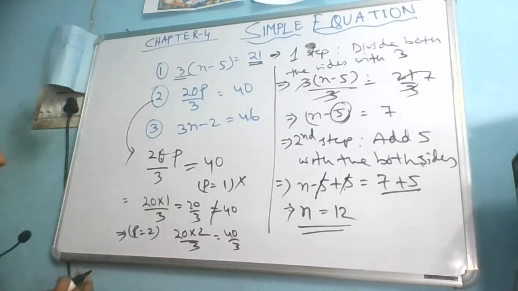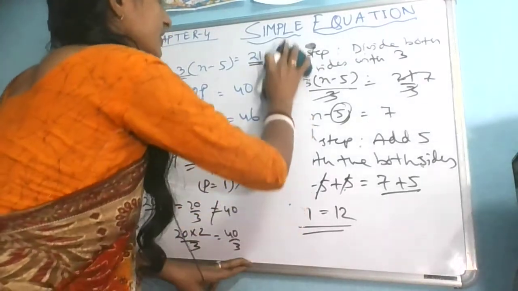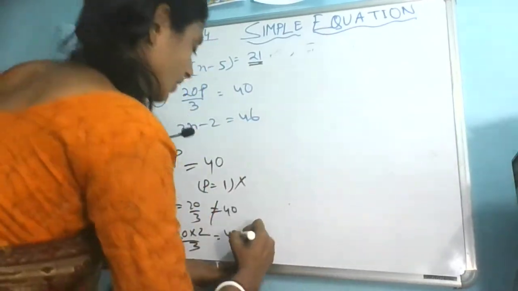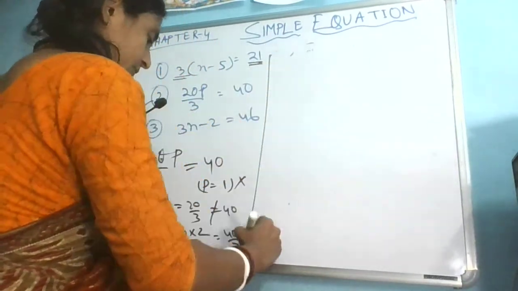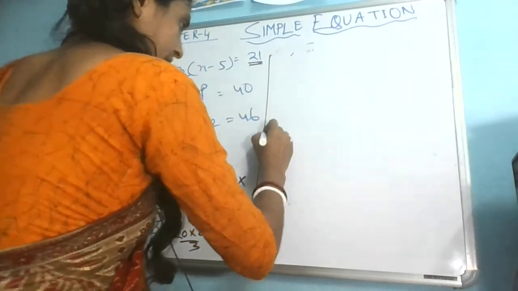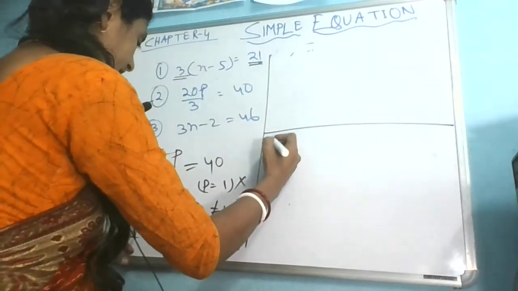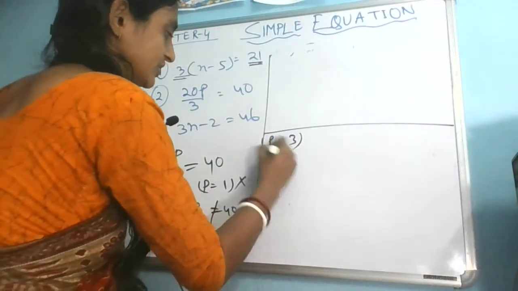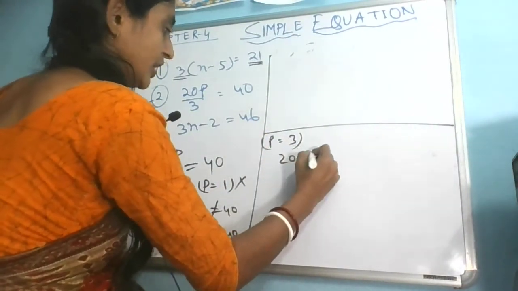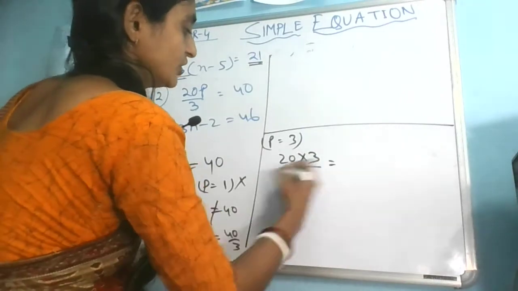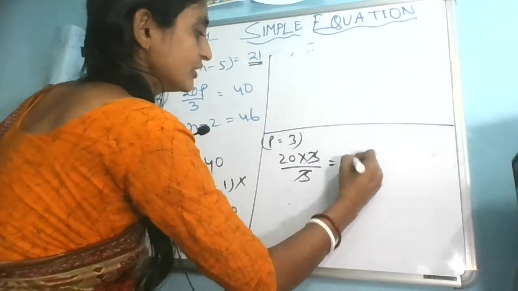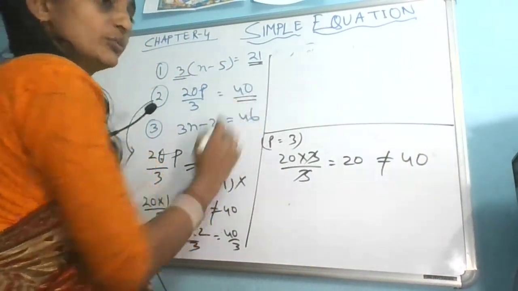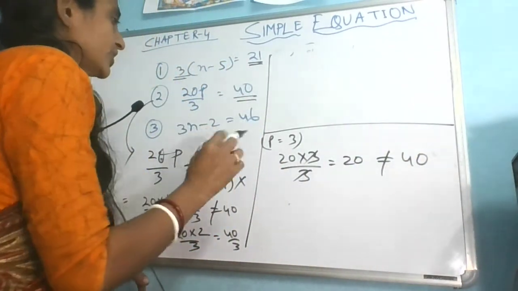Okay, so what next value can we consider in this case? If it is not possible, I will come to another one. Let's consider p equal to 3. If I am taking p equal to 3, what will I get in this case? In place of p I will put 3 divided by 3. They will be cancelled, I will get 20. That is again not equal to 40, because the value should be 40. Okay, I am not getting this one.